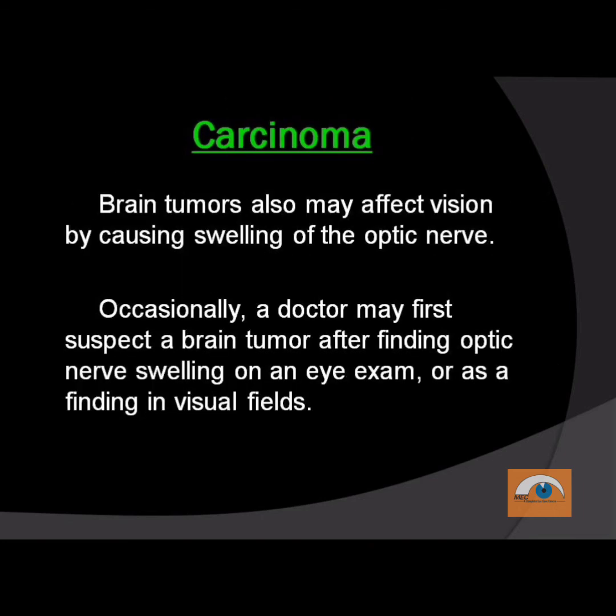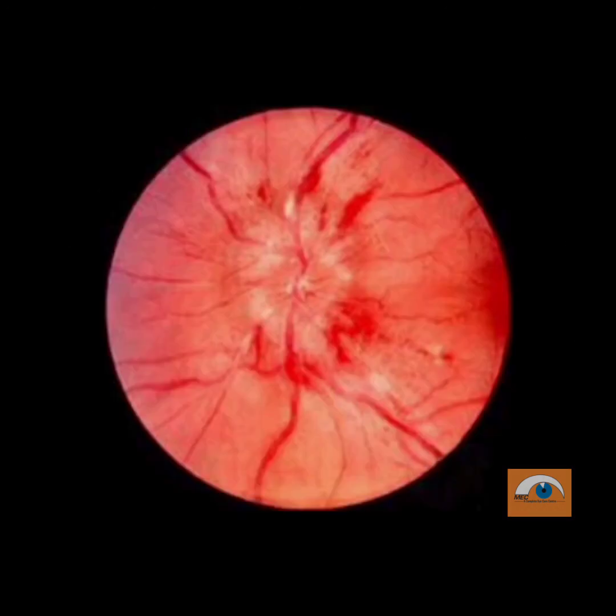Brain tumors also may affect vision by causing swelling of the optic nerve. Occasionally, a doctor may first suspect a brain tumor after finding optic nerve swelling on an eye examination, or as a finding in visual fields.